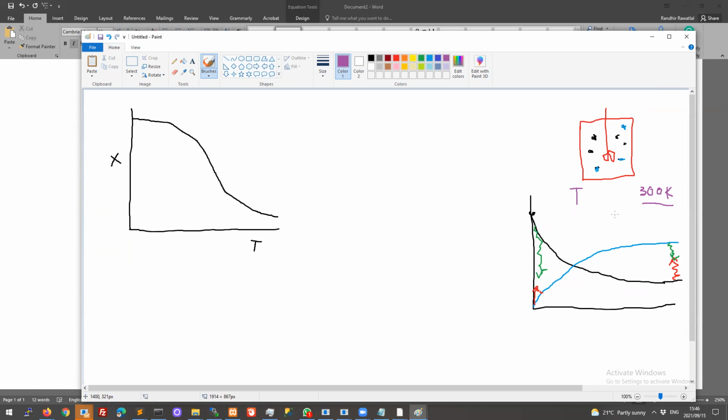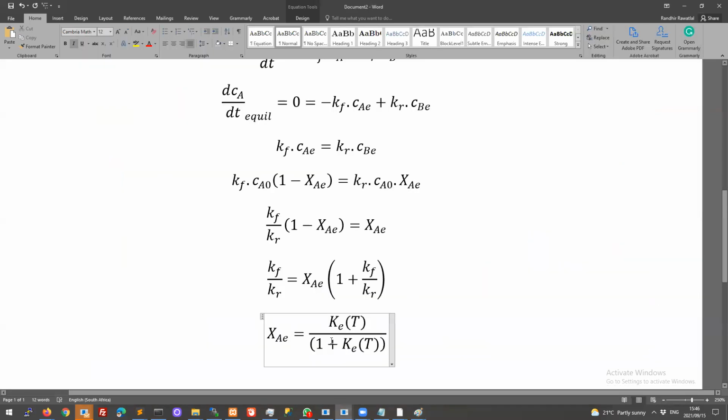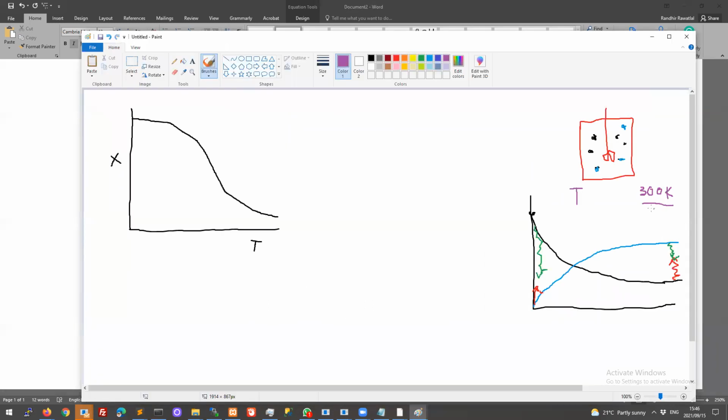Now, from the relationship that we've got here, it turns out that the conversion is a function of temperature. So if now we change our set point on our controller and say, well, now I want to operate at 350 Kelvin, you'll find now that we are no longer at equilibrium, that there's a different set of values for A and B.